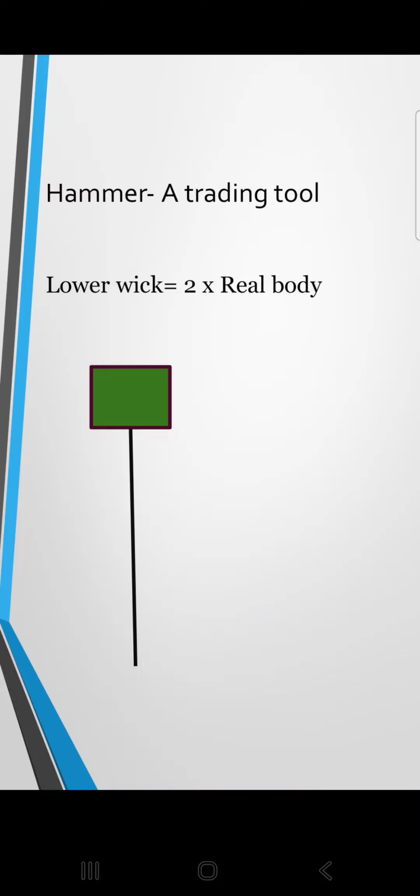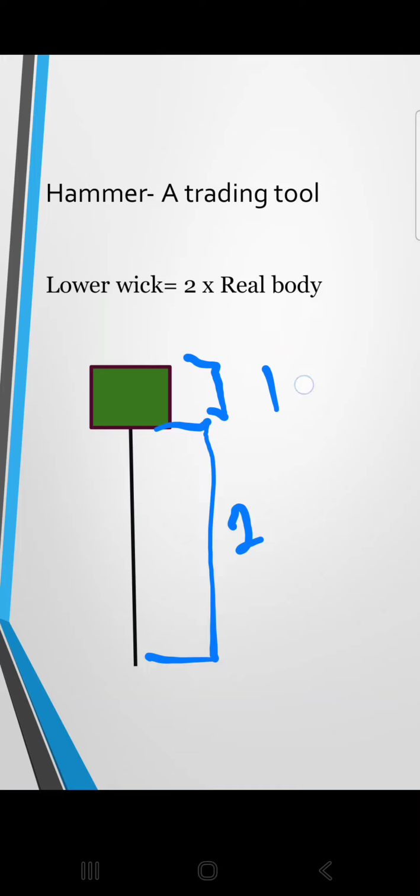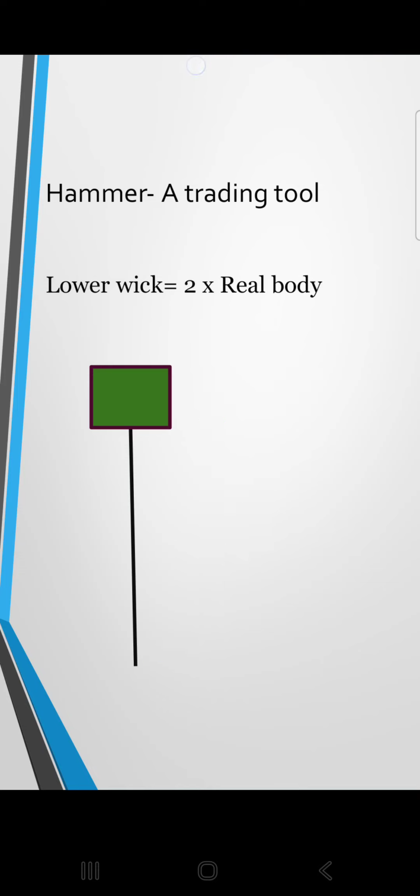Now, how do I identify whether the candle that I'm looking at is a hammer or not? So, for that, the lower wick of the hammer should be twice the size of the real body. That means if the real body is 10, the lower wick should be 20. And that will be an indication that yes, this is a hammer and I can use it for taking a trade.